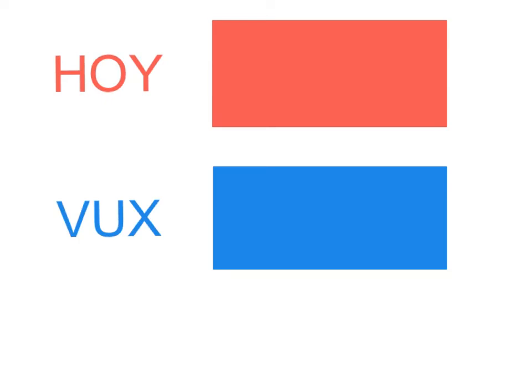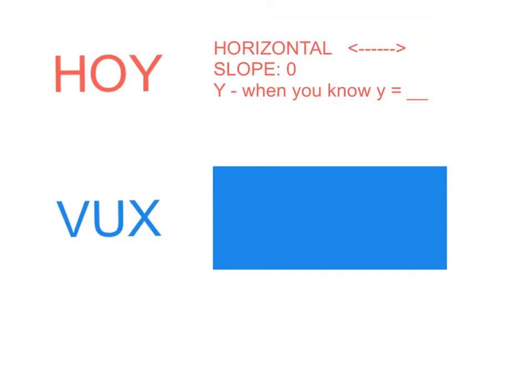What we have in front of us here says HOY VUX. All right, HOY and VUX. And what does that mean? Well, H stands for horizontal, so a horizontal line. The O stands for the fact that the slope is 0 when we have a horizontal line. And then the Y means that this is when we know what y equals. So if we know the value for y, and in this case it's equals, but this can also hold true for greater than or less than or whatever the case is.